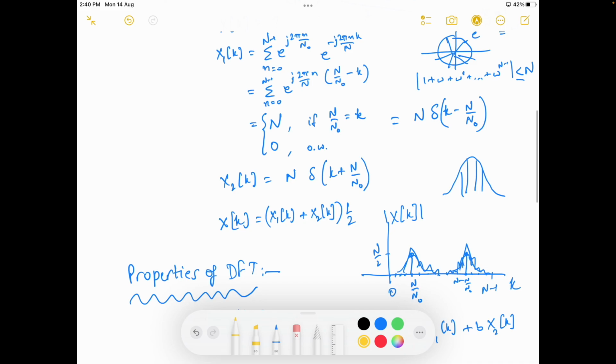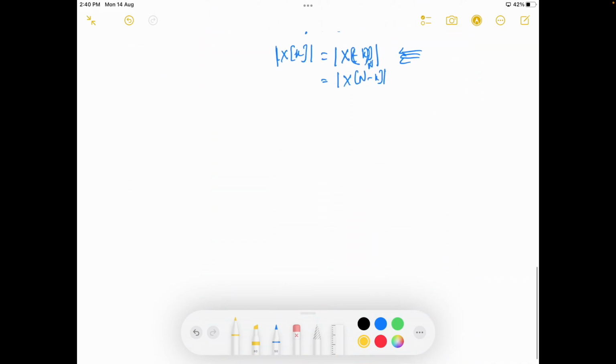Do you have it symmetric? So X of n upon n naught is equal to X of n minus n upon n naught. That property is satisfied in the magnitude space, right? So that's a very interesting property.